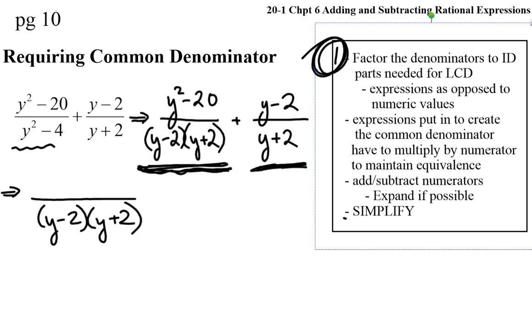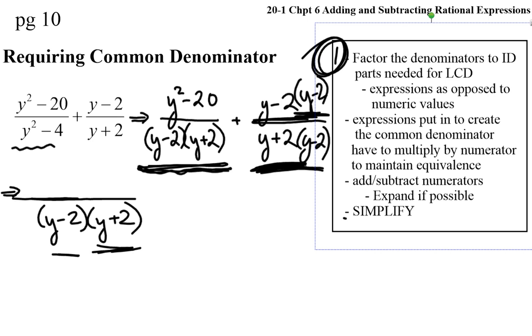When I look at the second rational, I have a y plus 2. Well, that's good because that's part of it, but what's it missing? It's missing the y minus 2. So I'm going to have to multiply by y minus 2 here, and I have to multiply by y minus 2 in my numerator. That gives me the correct denominator, and up here it keeps it balanced.